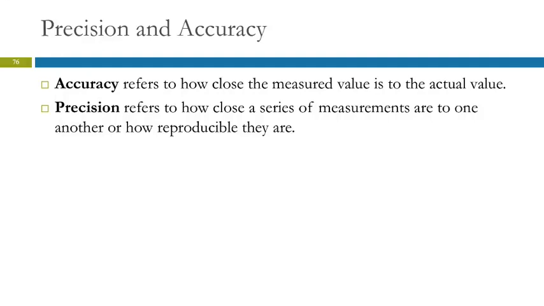Okay, precision and accuracy. These terms are sort of similar, and yet they are distinct from each other. Accuracy is referring to how close the measured value is to the actual value, and precision refers to how close a series of measurements are to each other, or how reproducible they are.